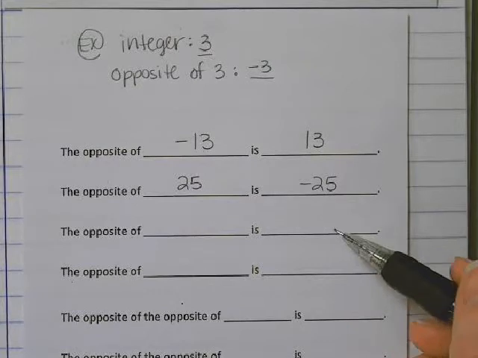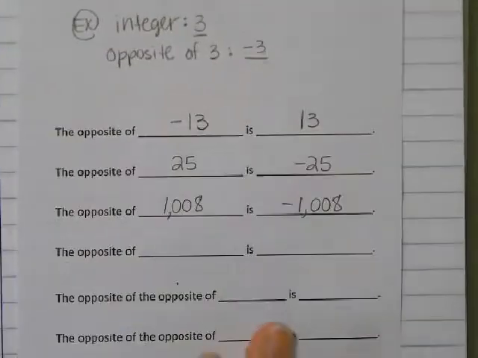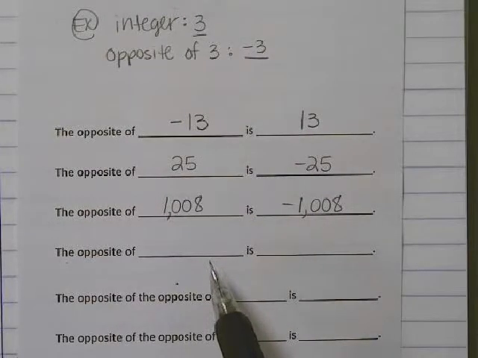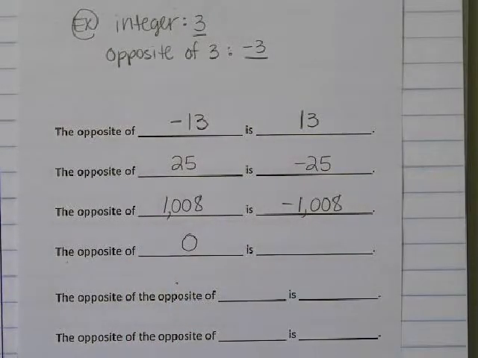Okay, now hopefully when you shared with each other, you agreed with what your opposite was. But what if I put 0 here? What do you think the opposite of 0 is? Daniel? 0. Exactly, 0. Because if you were to fold it on the line, what is 0 matching up with? 0. It is matching up with itself in this case. So the opposite of 0 is 0.